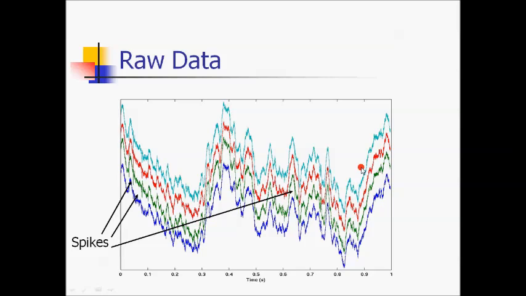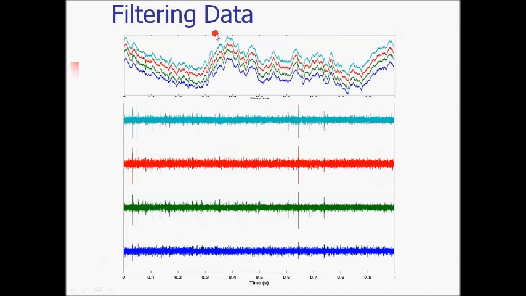And the answer to that is to do filtering. Here is the replotted data from the previous slide, and here it is after filtering. After filtering you start seeing some very clear jumps in those traces, and those jumps correspond to the times when we saw those spikes before.